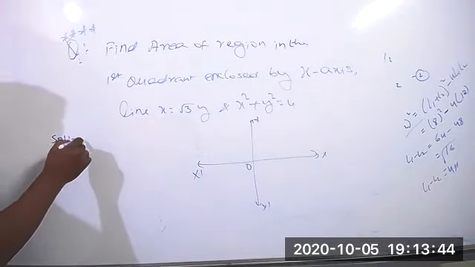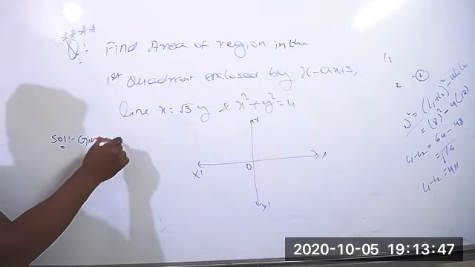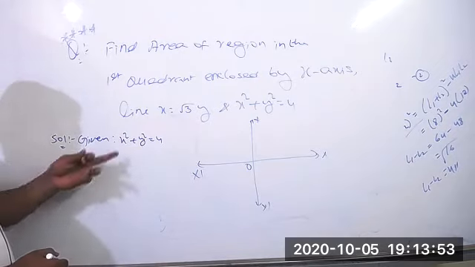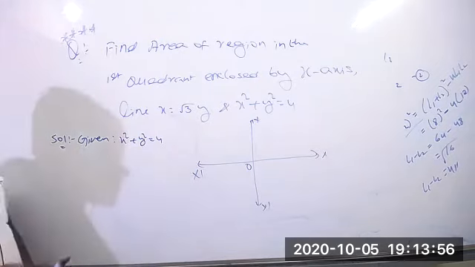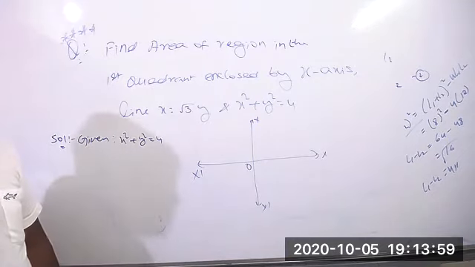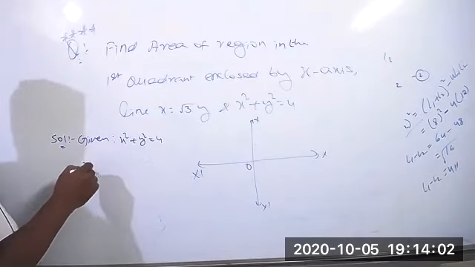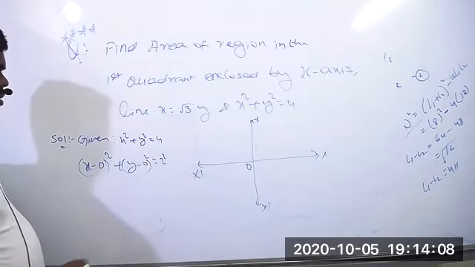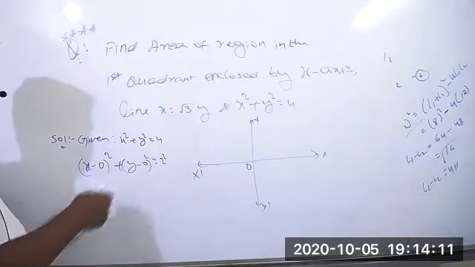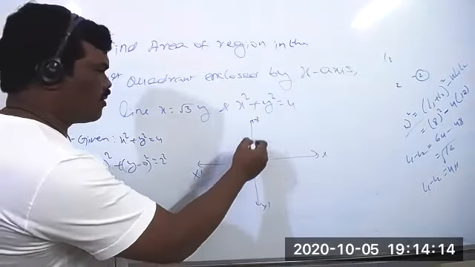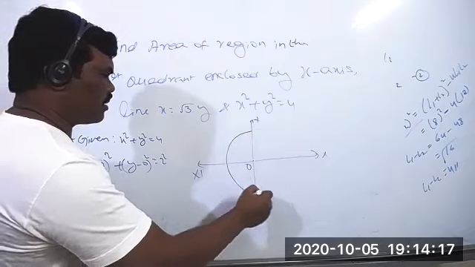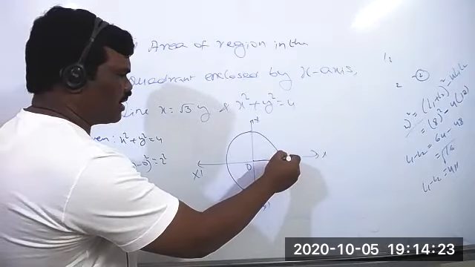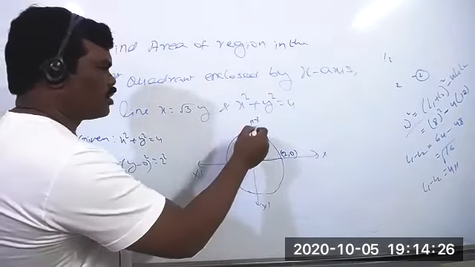So write clearly, first the given circle equation x square plus y square equal to 4. What is the center here? What is the general circle equation? x minus h whole square plus y minus k whole square. So write x minus 0 whole square plus y minus 0 whole square equal to 2 square. That means center equal to 0, 0 and radius equal to 2. So this is the center of the circle. You can draw one circle here. This radius equals 2, so this point you can write as 2, 0, and this point is 0, 2.